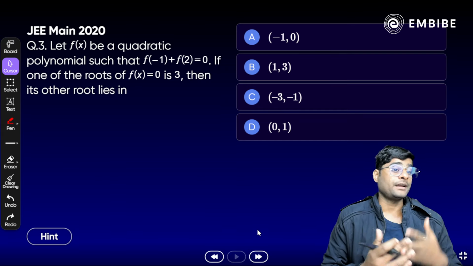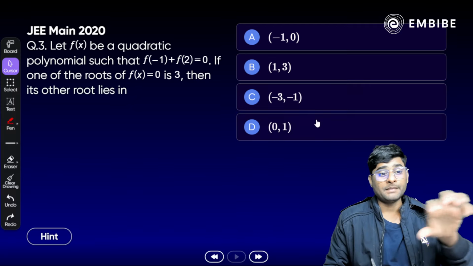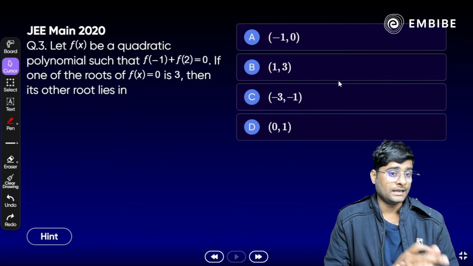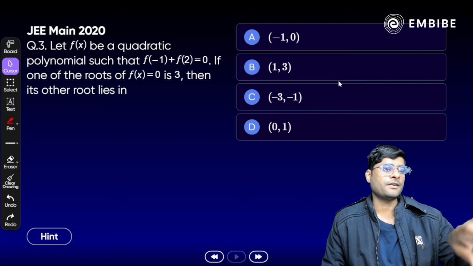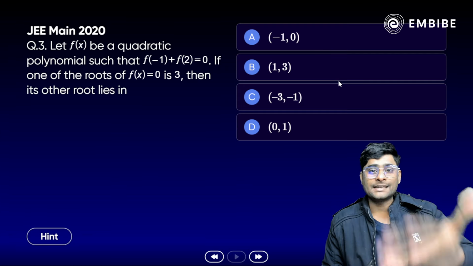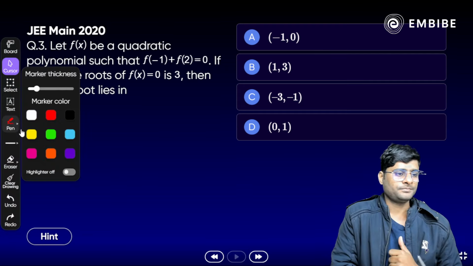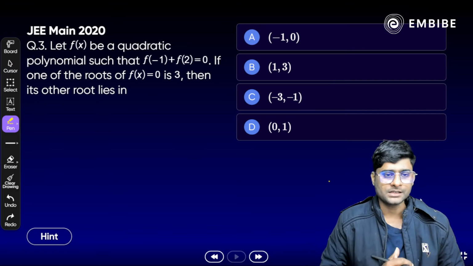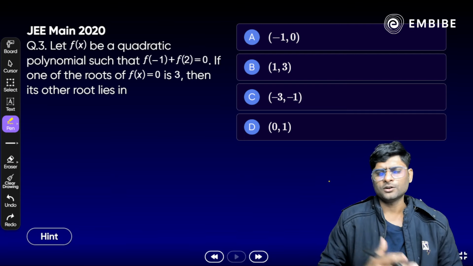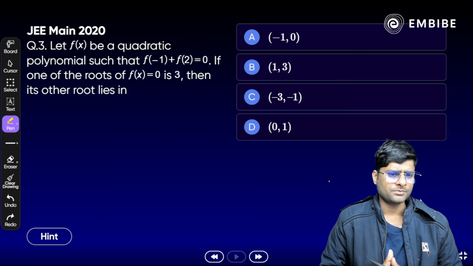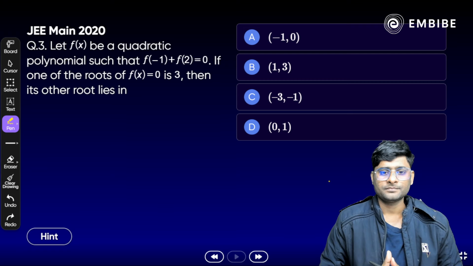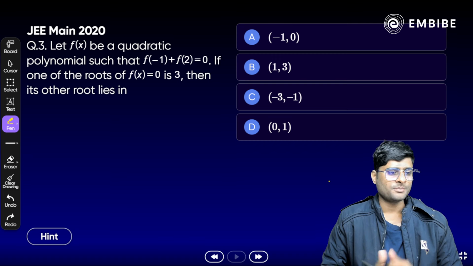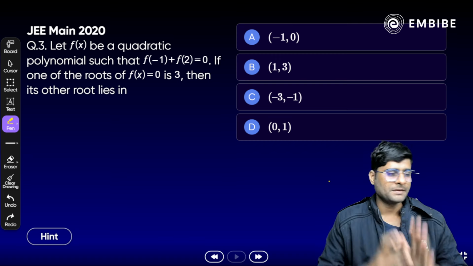Let f(x) be a quadratic polynomial such that f of minus 1 plus f of 2 is 0. If one of the roots of f(x) equal to 0 is 3, then find the other root. Yes, first you have to try here. Other root lies between which interval: minus 1 comma 0, or 1 comma 3, or minus 3 comma minus 1, or 0 comma 1. Take your time. Mark your option.